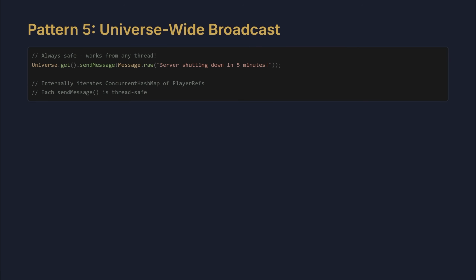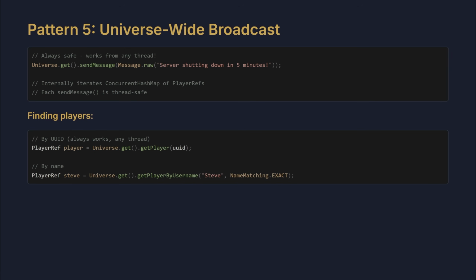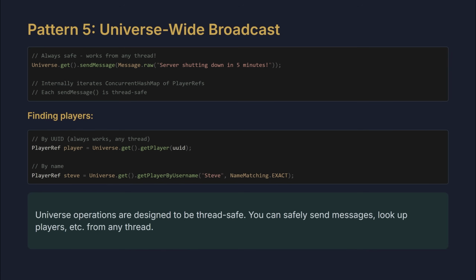So, universe.get is always safe. We can send a message, for example, the server shutting down in 5 minutes. Internally, it iterates through a concurrent hash map of player refs, and for each player ref, it sends a message. We can also find players by UUID or by name, for example. Universe operations are designed to be thread safe. You can safely send messages and look up players from any thread.